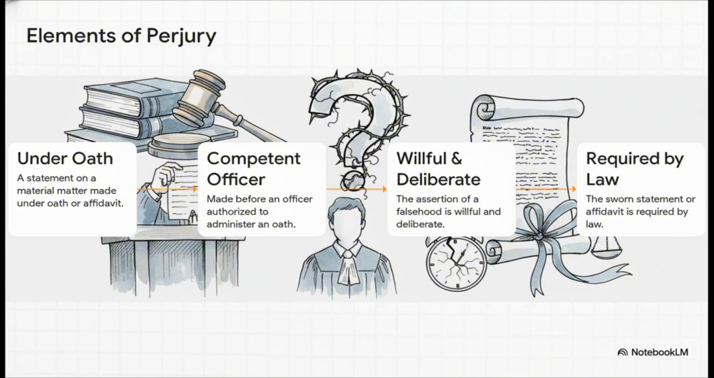So what exactly makes something perjury? Well, under Article 183, you've got to check 4 boxes. First, the lie has to be about something important, what the law calls a material matter. Second, the oath has to be given by someone legally allowed to do that, like a notary public. Third, and this is crucial, it has to be a willful, deliberate lie, not an accident. And finally, the sworn statement you're making has to be one that's actually required by law.